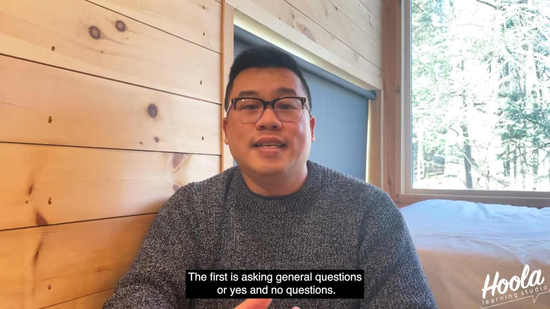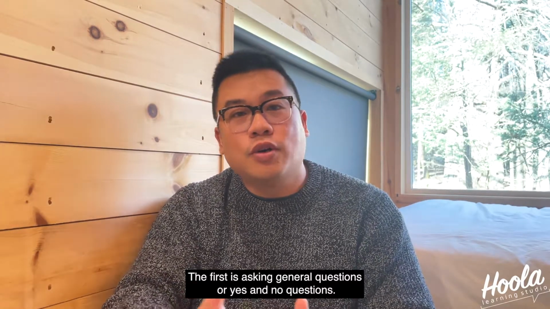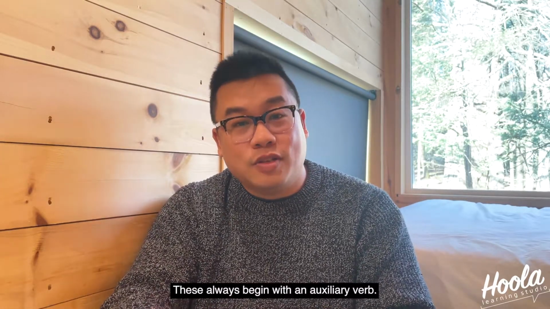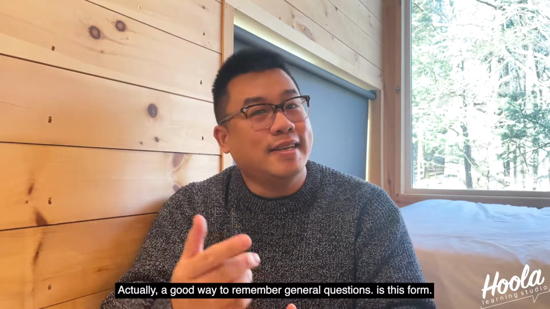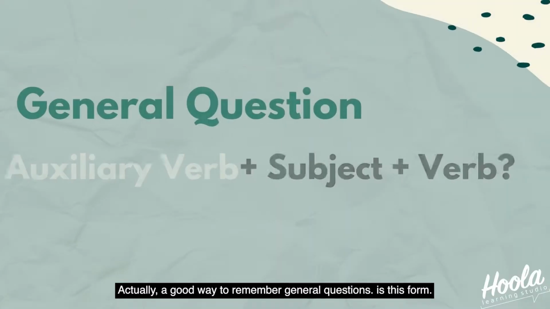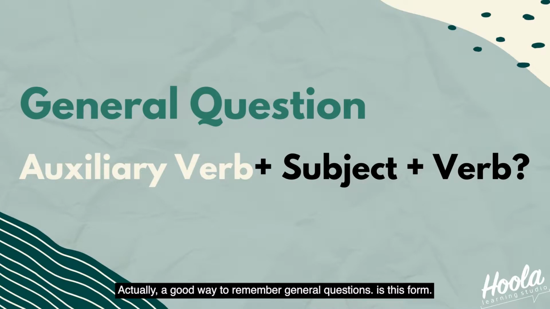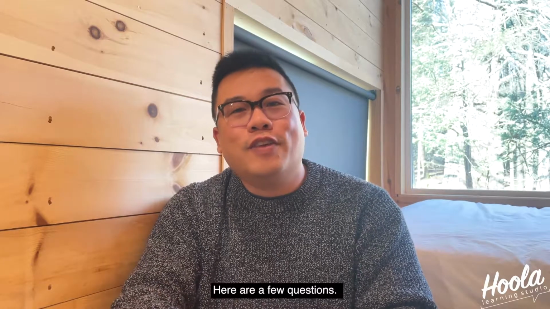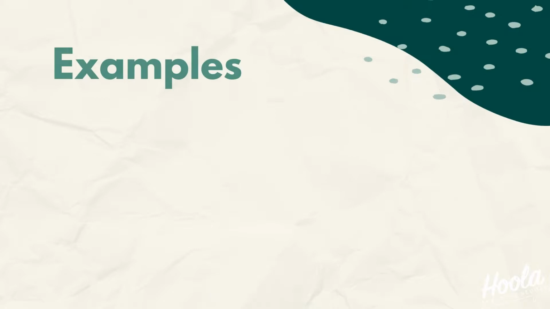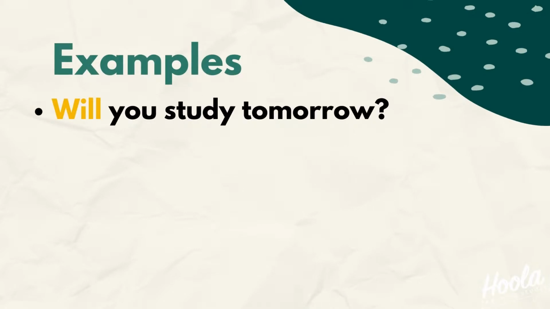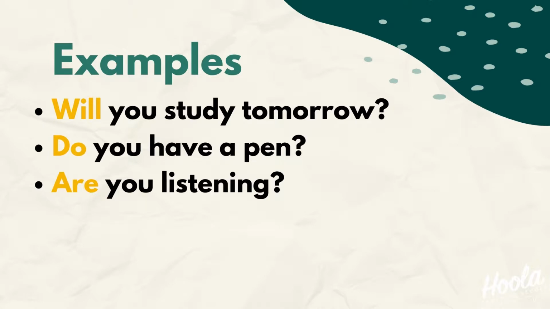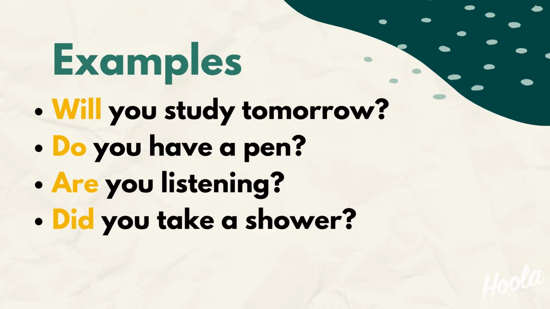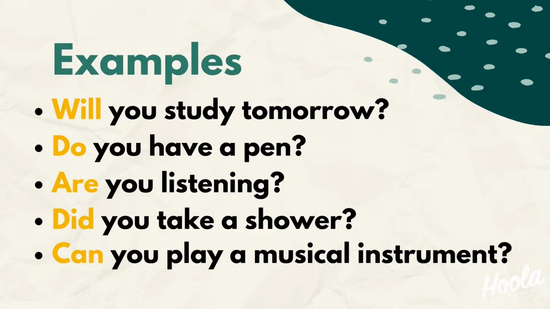The first is asking general questions or yes and no questions. These always begin with an auxiliary verb. Actually, a good way to remember general questions is this formula. Auxiliary verb plus subject plus verb. Here are a few questions. Will you study tomorrow? Do you have a pen? Are you listening? Did you take a shower? Can you play a musical instrument?